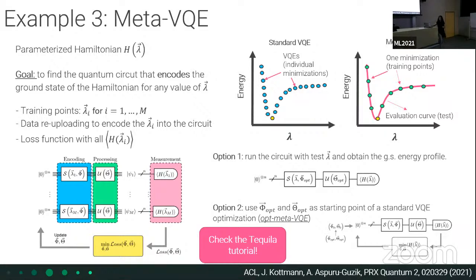And the good point here is that it can use the properties of the quantum neural networks. For instance, that there is a correlation between the different parameters of your circuit. So you can avoid the barren plateau problem.